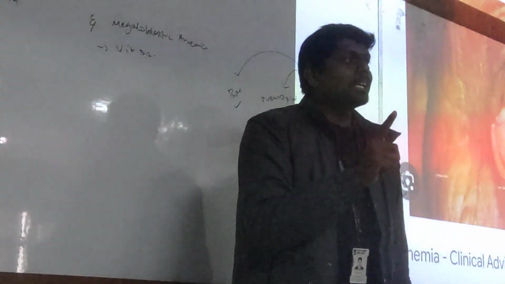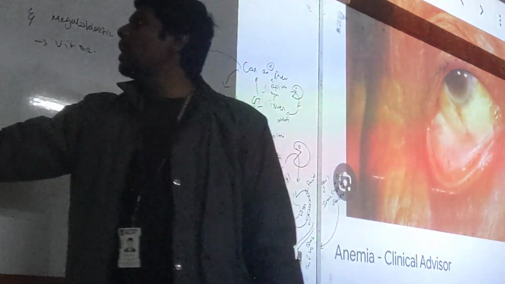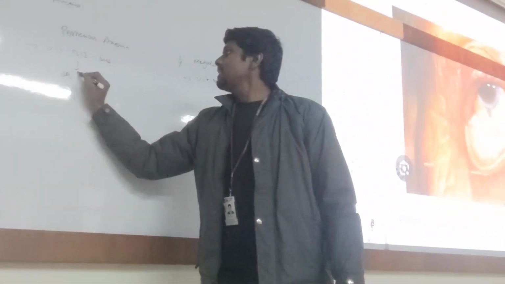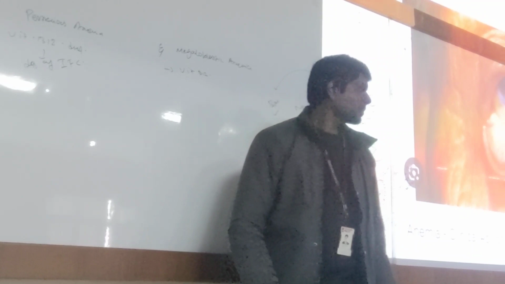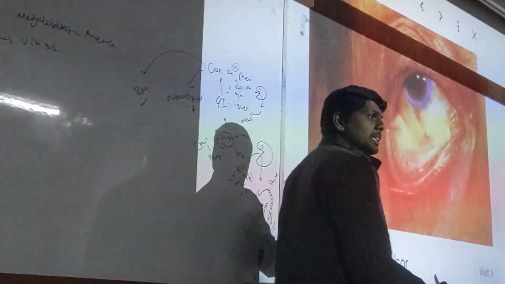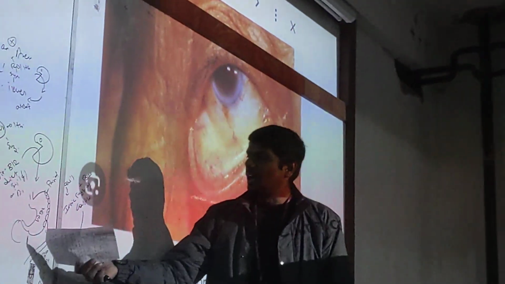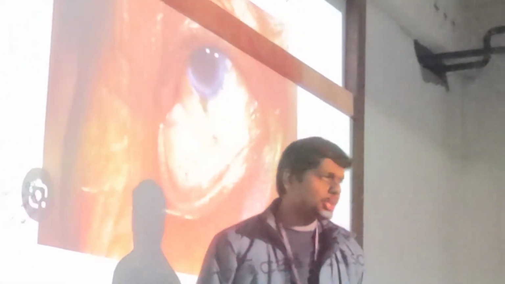Why is there the deficiency? Deficiency is because of deficiency of intrinsic factor of Castle. Deficiency of this factor leads to vitamin B12 deficiency, which leads to pernicious anemia. Is it clear so far? Yes, sir. Okay. Now, let us see some interesting aspects of vitamin B12.